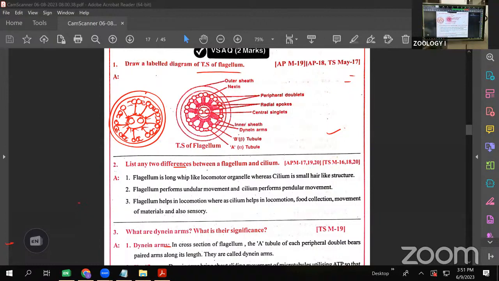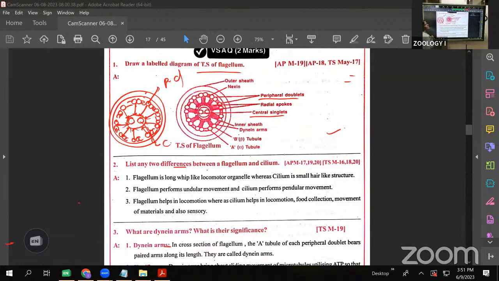Here, this one is called the dynein arms. See here, the labeling. These are called singlets. The ones in the center we call central singlets, and the ones present peripherally we call peripheral doublets.